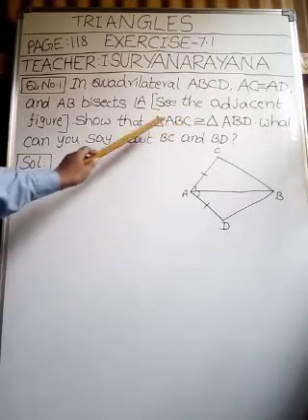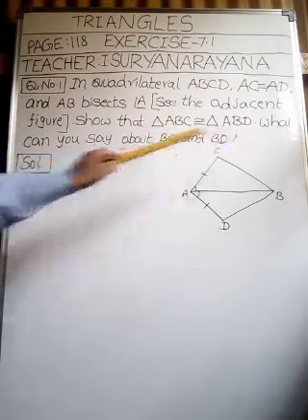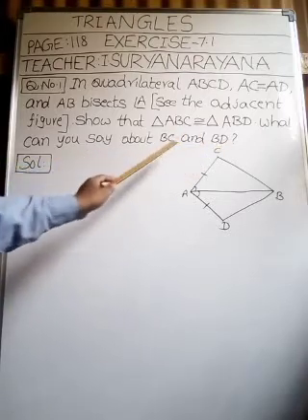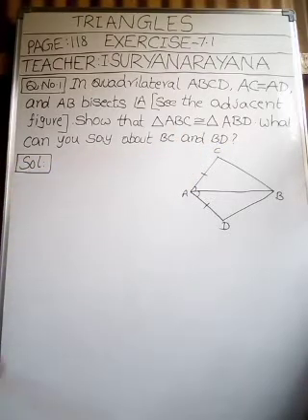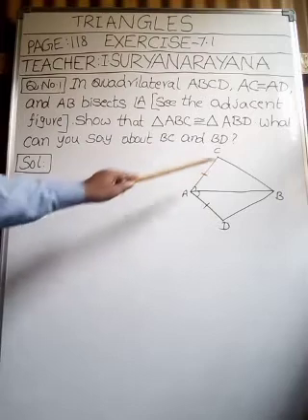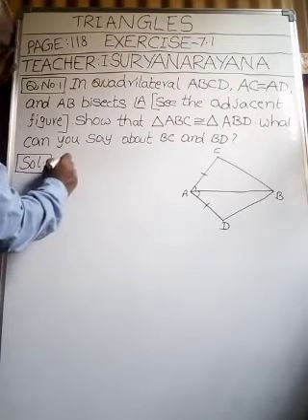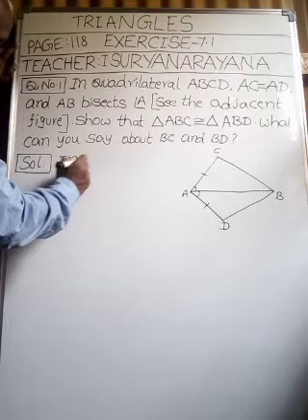Okay, my children, this is the first part of the question. What can you say about BC and BD? What is the relation between BC and BD? Understood the question? Right. Now first let us write the given data. By observing the figure, what is given here? Come to the solution part.